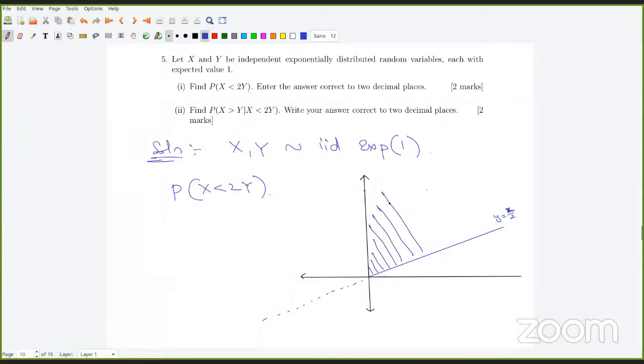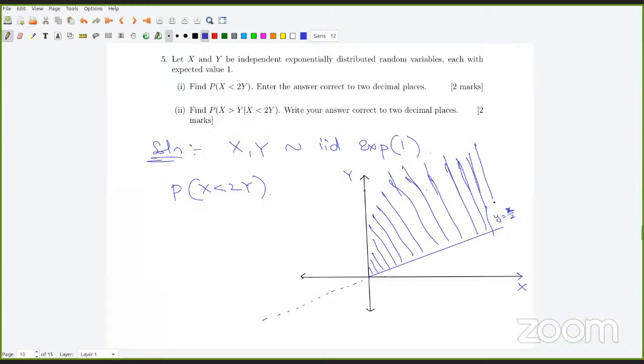Why am I drawing only on the positive XY plane? Positive axis, first quadrant only. X and Y belong to 0 to infinity. The support is greater than 0, sir, for exponential. 0 to infinity. Yes. As X and Y are exponentially distributed, the support of X and Y is 0 to infinity, greater than 0.